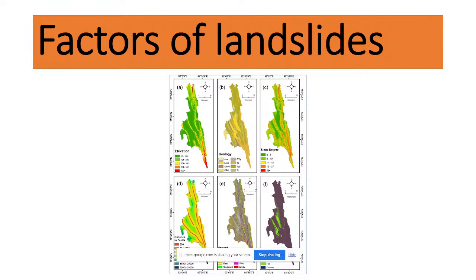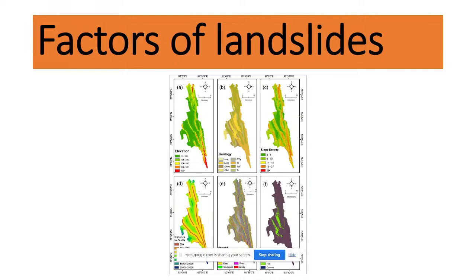So there are a lot of natural and anthropogenic phenomena that are the main factors for landslides. When you want to make landslide mapping or assessment, first of all we have to know about the factors and how they influence landslide susceptibility. There are a lot of factors, such as elevation, geology, soil, rainfall, NDVI, aspect, and land use land cover. Now, how will they be involved in landslide susceptibility?